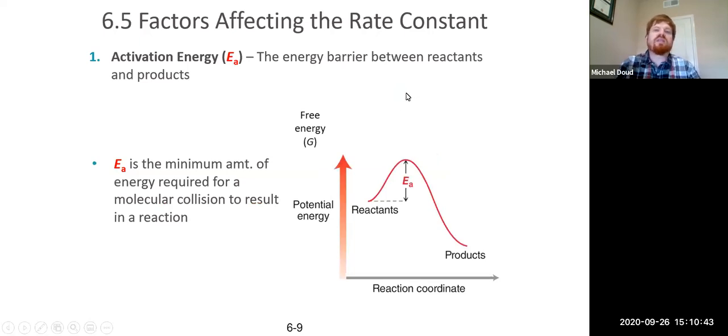The next thing that affects the rate constant is going to be activation energy. This is basically the energy barrier that we read off of the energy diagram as we go from reactants to products. It's the difference in potential energy between the reactants and the transition state, which is the peak of the hill here of the energy diagram. How much energy does it take to get from the valley of the reactants up the hill to the transition state? That difference is called activation energy, or E subscript A.